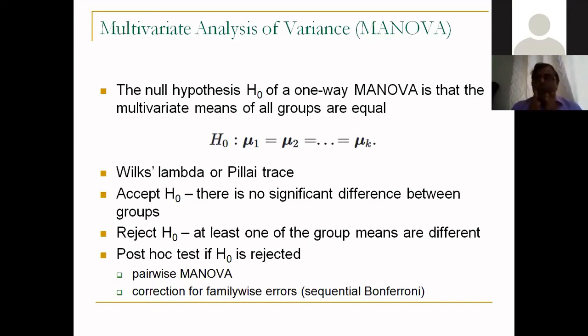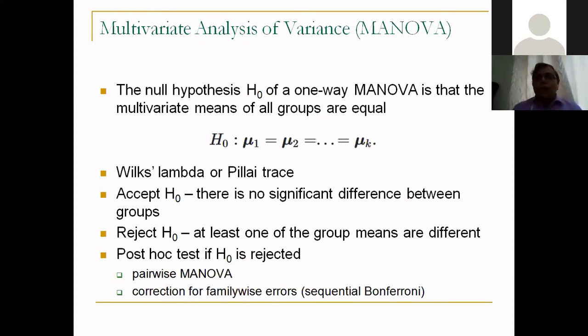If the null hypothesis is rejected, and you find out that at least one of the groups is different, then you have to do a post hoc analysis. So then you will run the same MANOVA but taking two groups at a time. If you have 5 groups in your data set, first you will do a MANOVA, check whether all 5 groups are the same or at least one of them is different. If at least one of them is different, then you'll do pairwise MANOVA. So you'll do pairwise comparisons and then find out which groups are significantly different from each other or not.